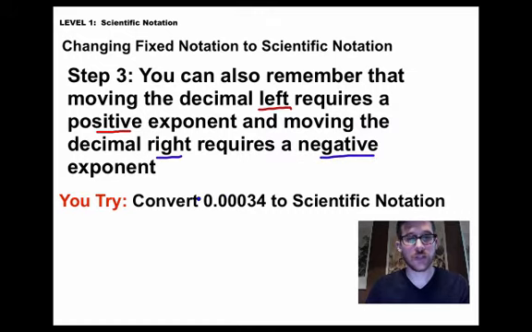Okay, so here, give it a shot. Convert 0.0034 to scientific notation.